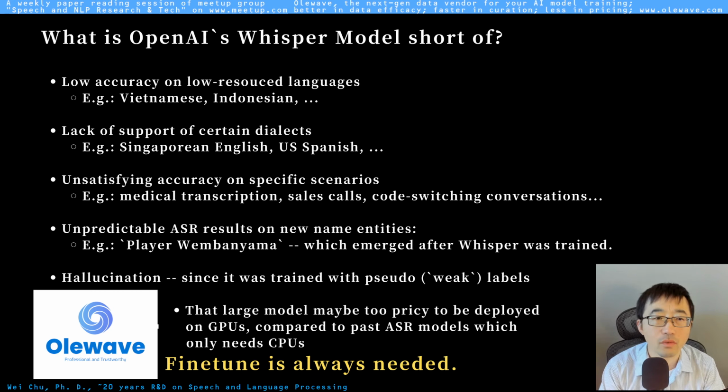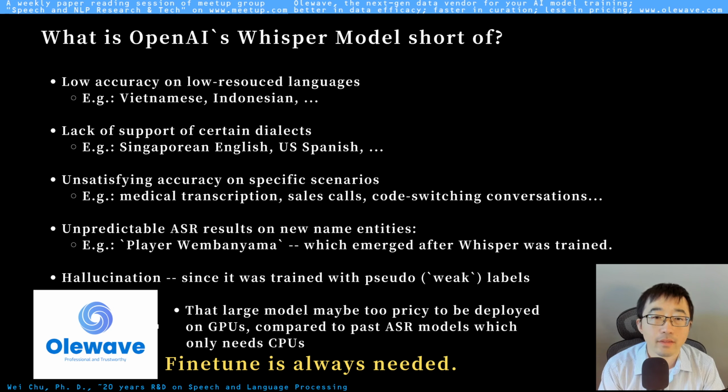The second is that it doesn't have good support for certain dialects. So you say, our Singaporean people speak English, it's fine, but they speak Singaporean English, which is a dialect of English. And if you're using the Whisper model for that, you won't get a good speech recognition accuracy.